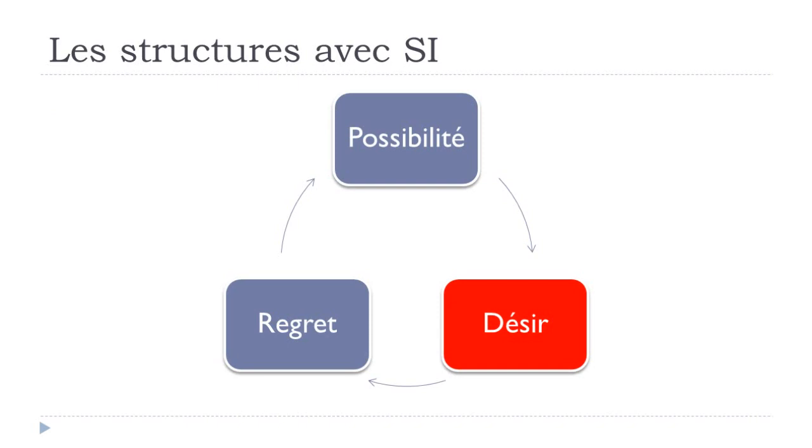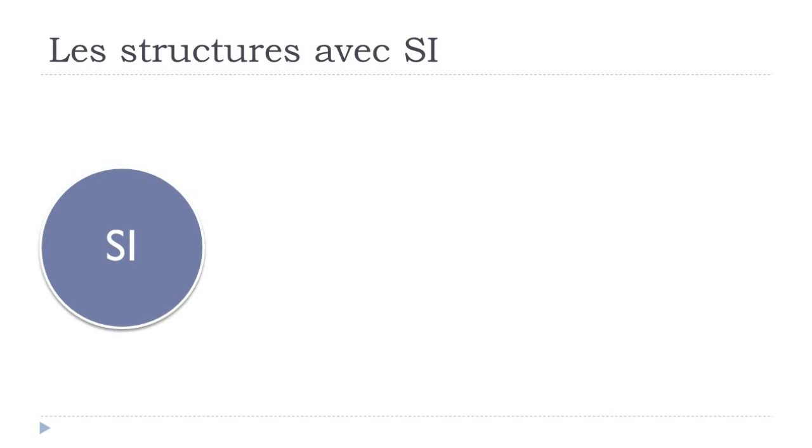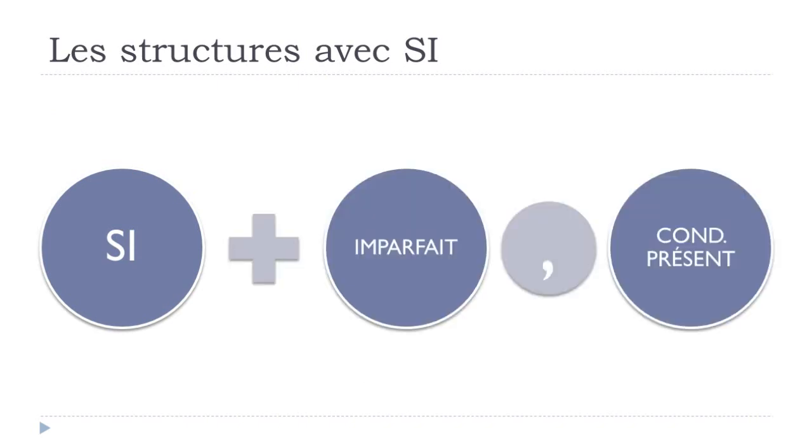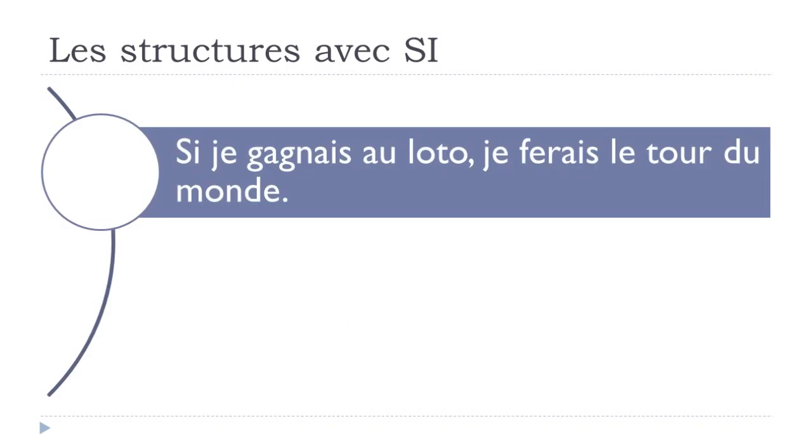Second category, if you want to express the desire, le désir. And then normally we will use si avec l'imparfait, and it should be followed by le conditionnel présent. Okay? Donc si plus imparfait, and then conditionnel présent. Let's take one example here. Si je gagnais au loto, je ferais le tour du monde.